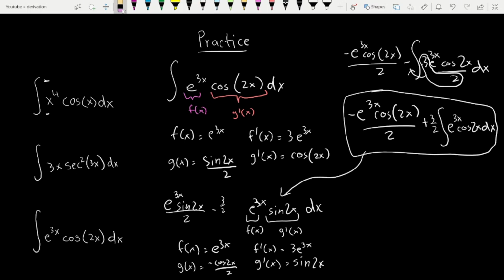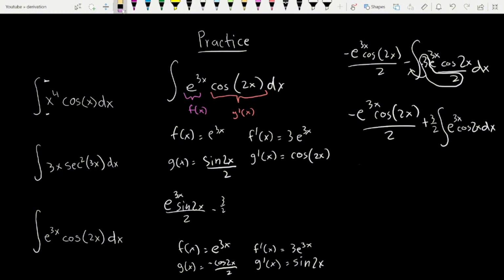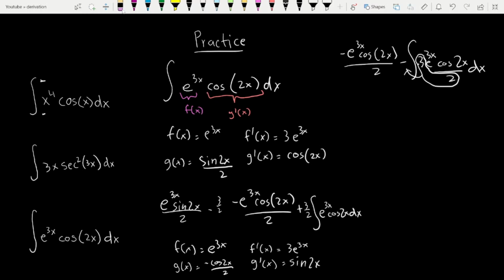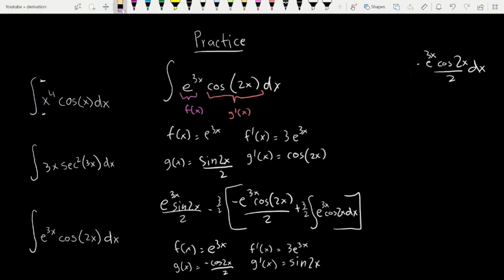So if I just erase all of this, then I'm going to drag this thing and pop that down there, and this is being multiplied with that negative 3 by 2. And I can actually go ahead and solve that out. So when I solve that out, I'm basically going to get e^3x sine 2x over 2 minus, and that 3 by 2 is going to multiply with this thing first.